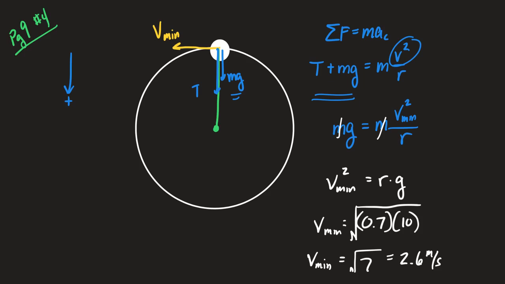There's no shortcut here. I will say that r is in meters and g is in meters per second squared. One way to check if you're doing it right, do the units work out. This gives me meters squared per second squared under the radical. So my answer's in meters per second. That's good news. Means I did my algebra right.